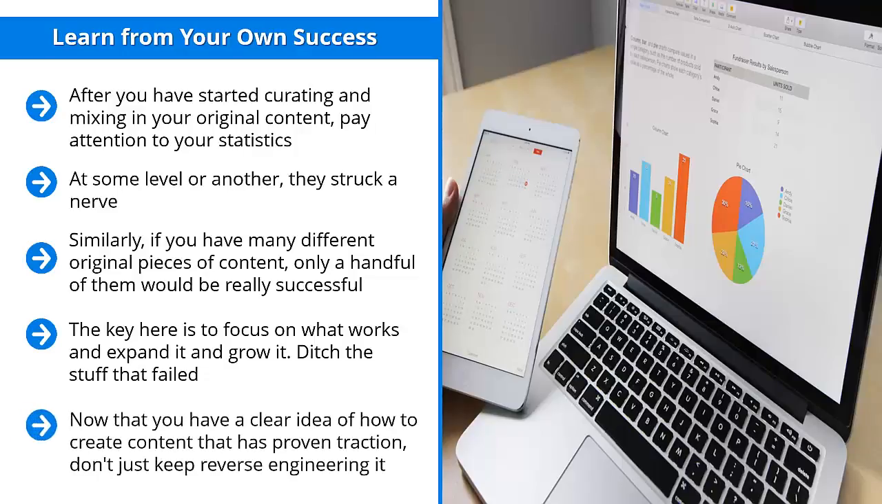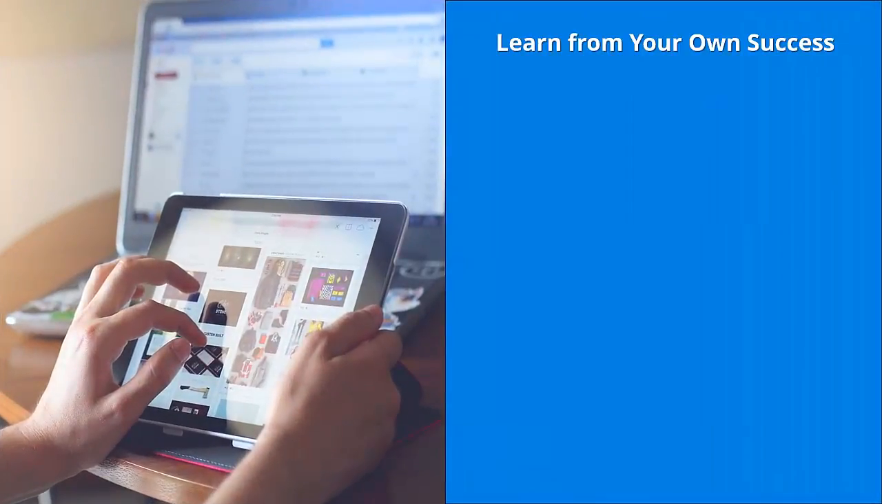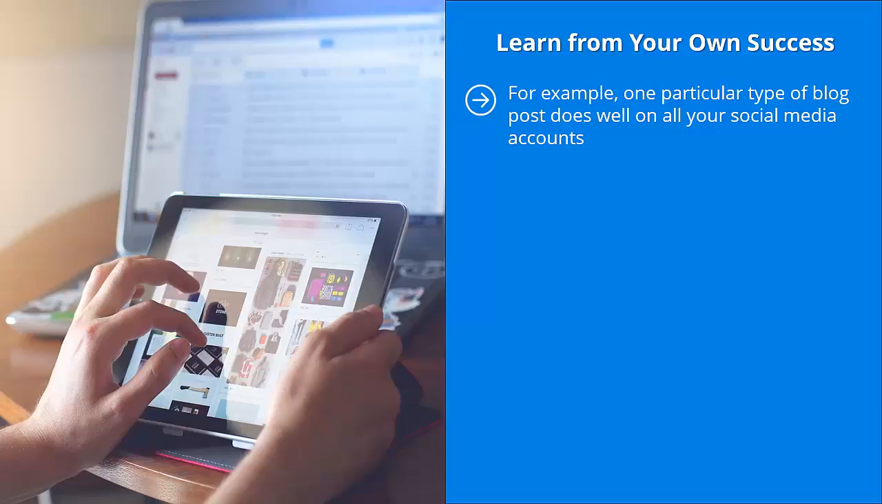Now that you have a clear idea of how to create content that has proven traction, don't just keep reverse engineering it. While you need to continue doing that, you also have to do something else. Create derivative or cross-platform versions. For example, one particular type of blog post does well on all your social media accounts. Identify its themes, pay attention to its patterns, and come up with another blog post. See if that works. If you achieve the same level of success, you're onto something. This is not a fluke. This is not a one-time thing. You have struck on a theme that your audience members readily enjoy.